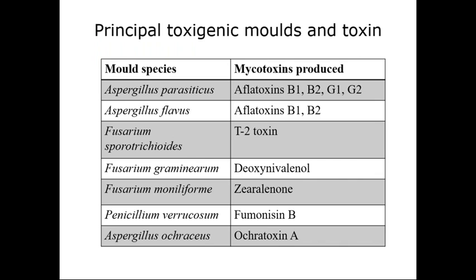So, which are the organisms which produce these? Aspergillus parasiticus produces B1, B2, G1, and G2. B1 is the most toxic. Aspergillus flavus produces B1 and B2. Fusarium sporotrichioides produces T2. Fusarium graminearum produces nivalenol, which is DON. Fusarium moniliforme produces zearalenone. Aspergillus ochraceus produces ochratoxin, and Penicillium verrucosum produces fumonisin.